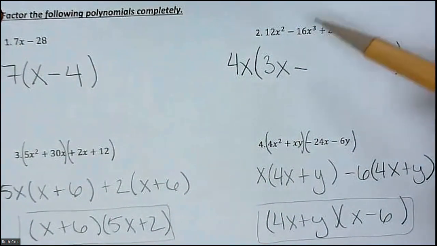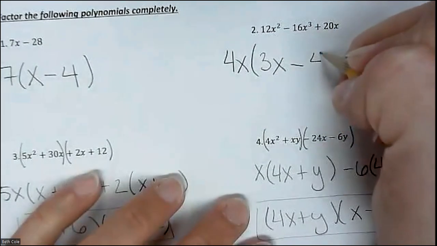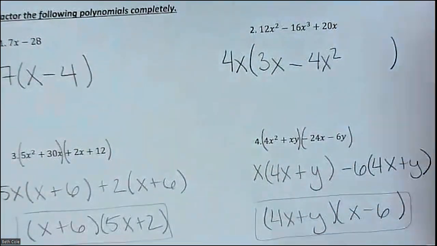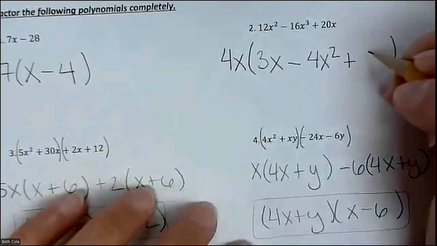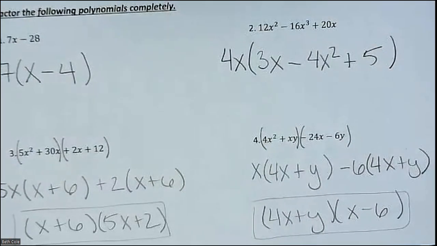Minus 4x². Good. Plus 5. Why is it just 5 and nothing else? Yeah, we took out the x, so that's it. That's your answer.